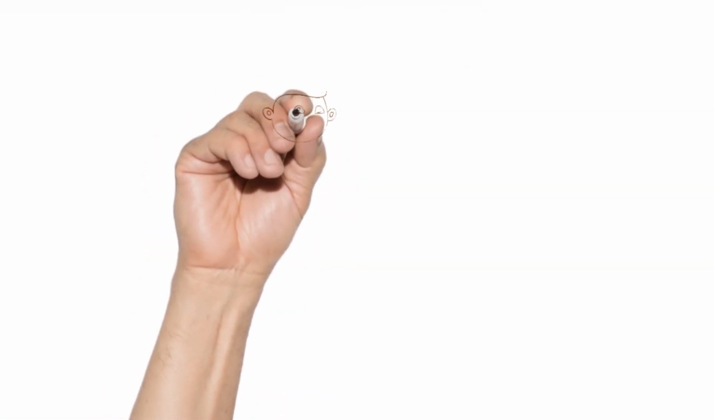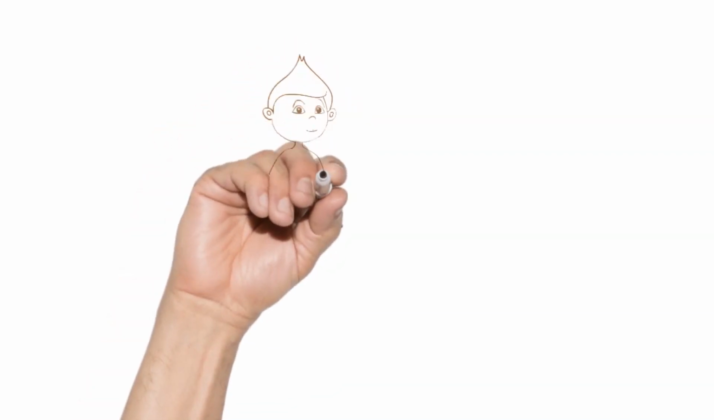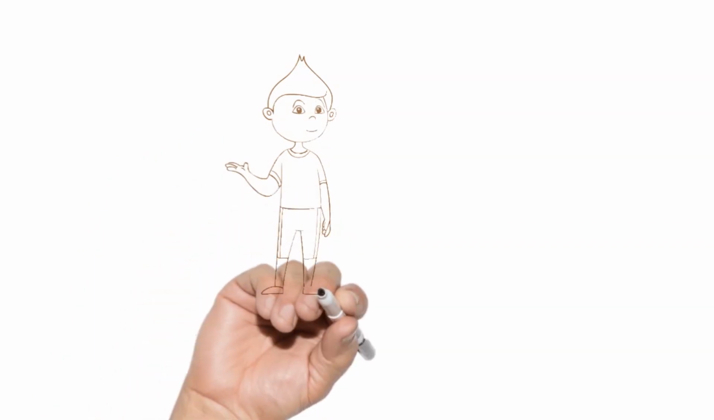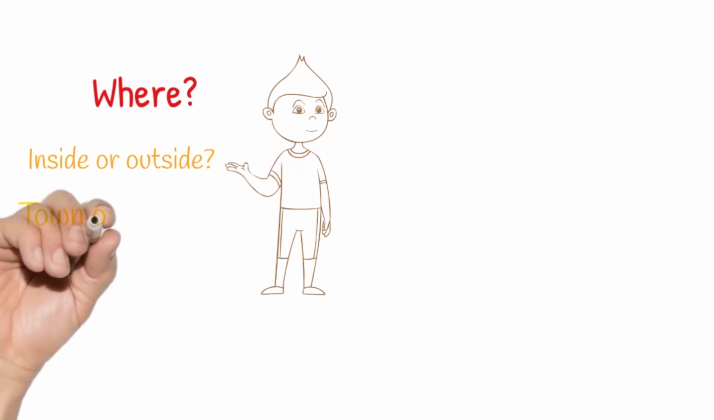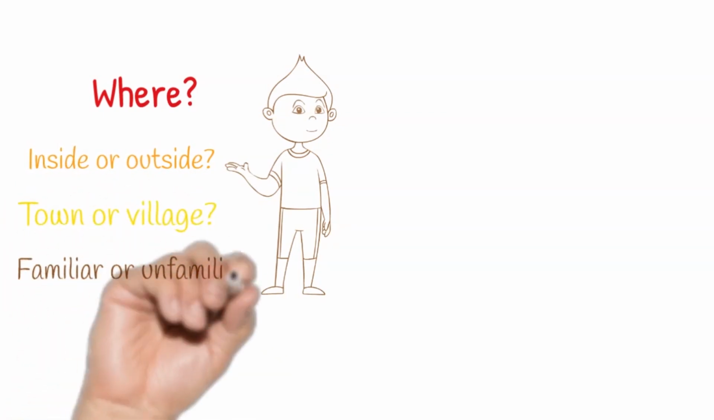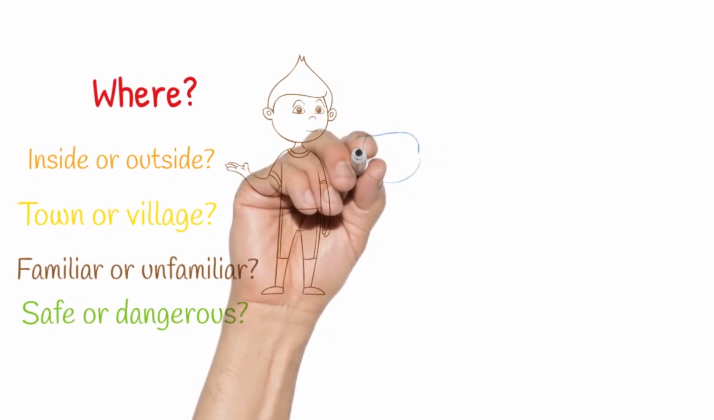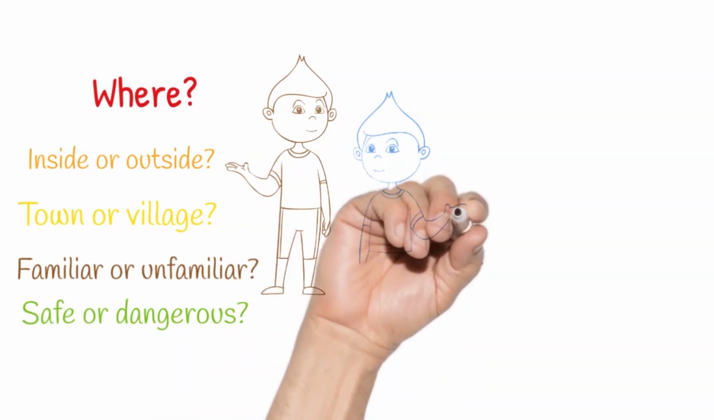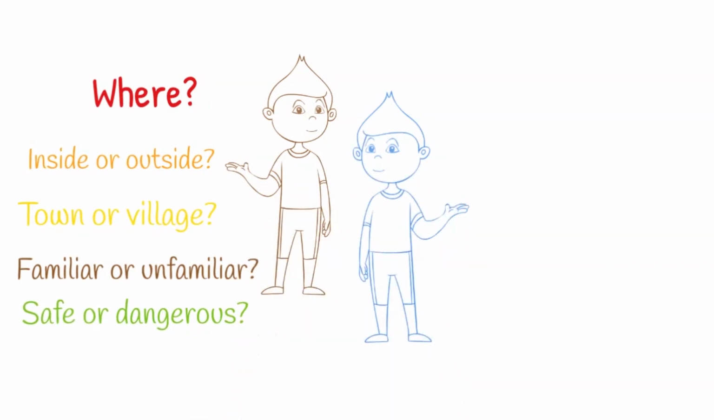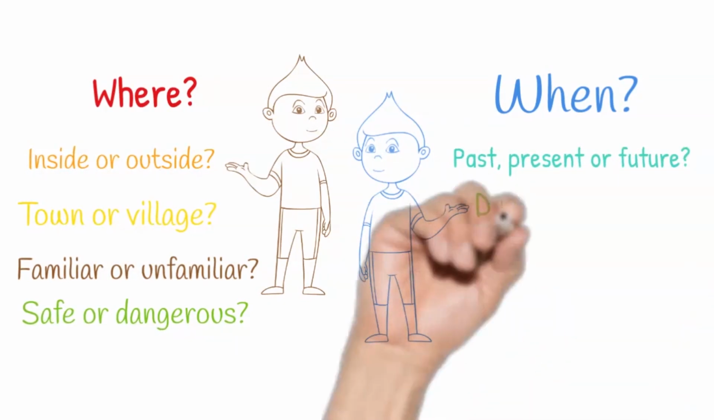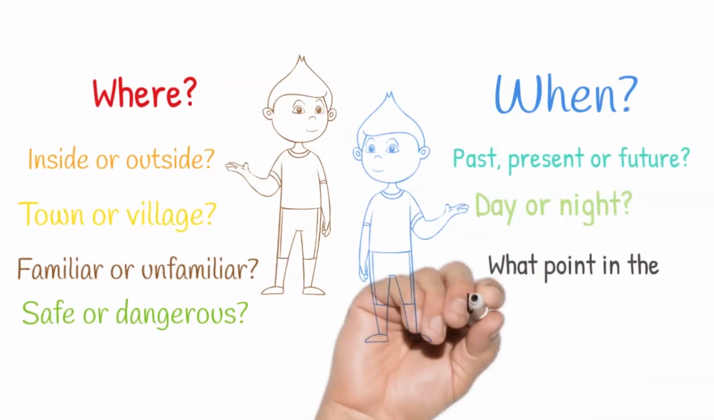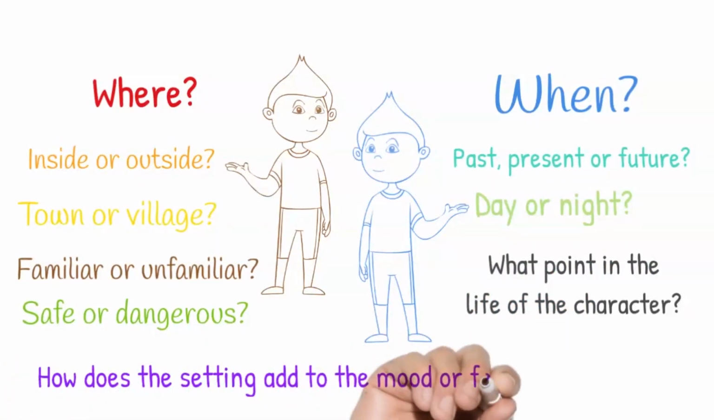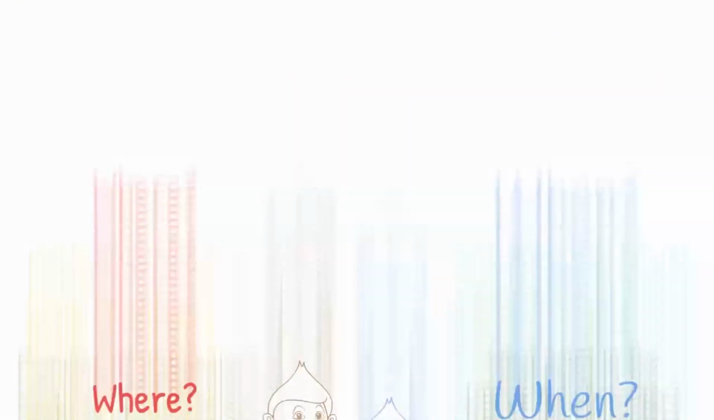And so when you're trying to determine the setting and you want to find out where exactly the story is happening, some of the questions you ask yourself are, is it inside or outside? Is it a town or village? Does it feel familiar or unfamiliar? And does it feel safe or dangerous? And when you turn the focus the other way and you want to find out the time when the story is happening, ask yourself, is it past, present, or future? Is it daytime or nighttime? At what point in the life of the character? And most importantly, how does the setting add to the mood or feelings in the text?